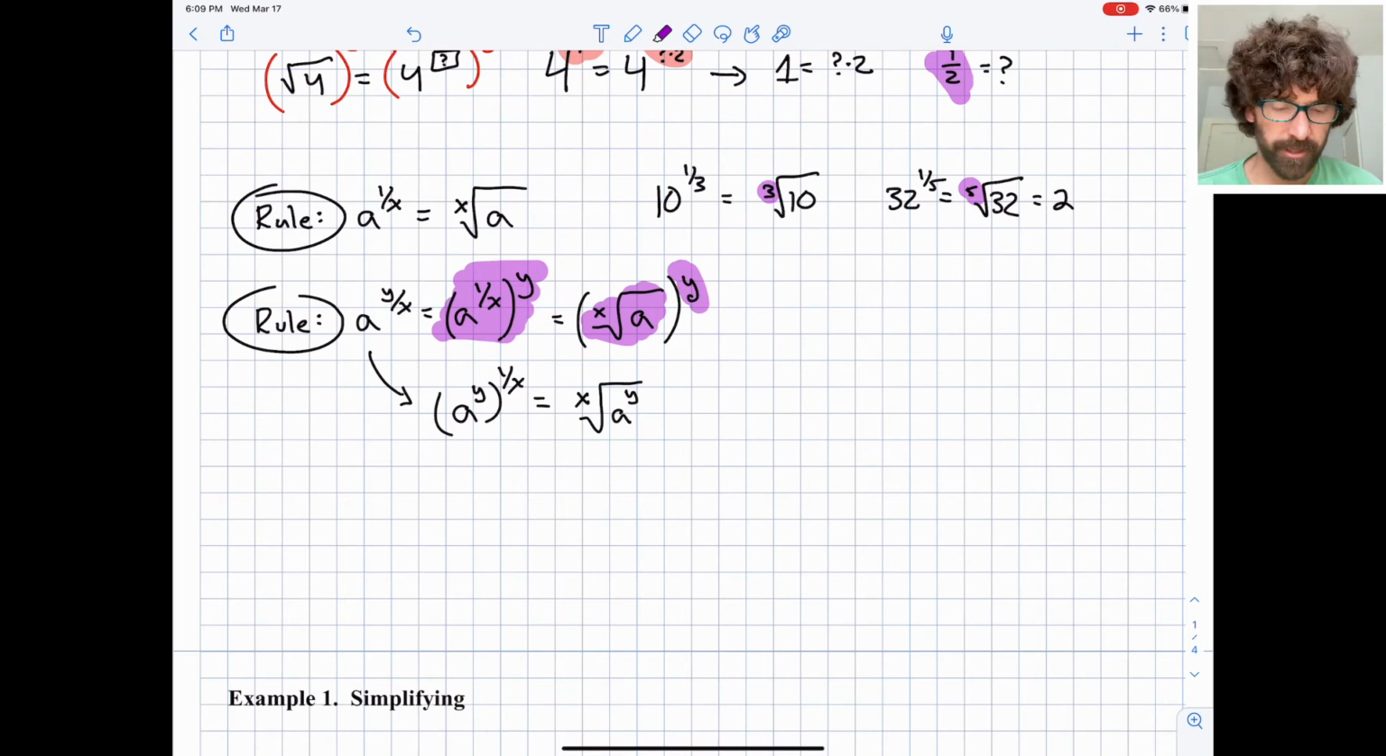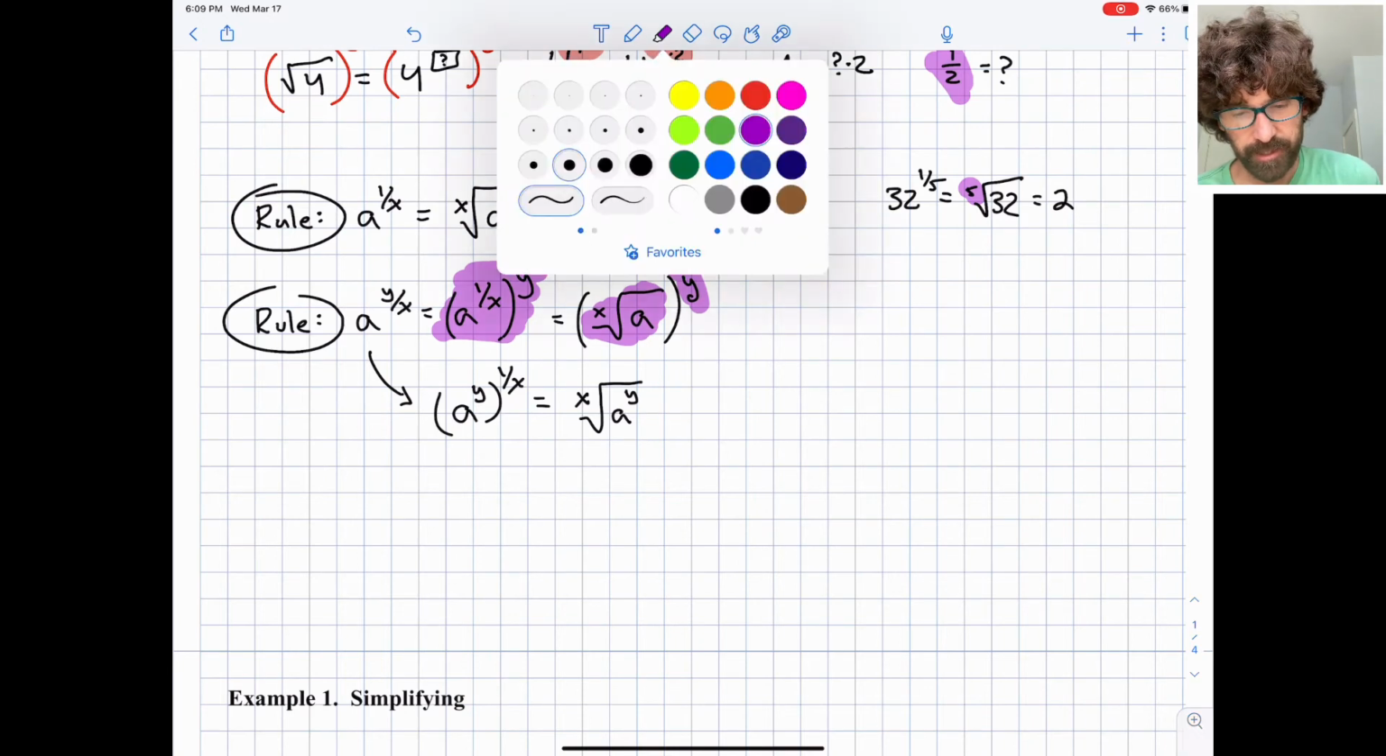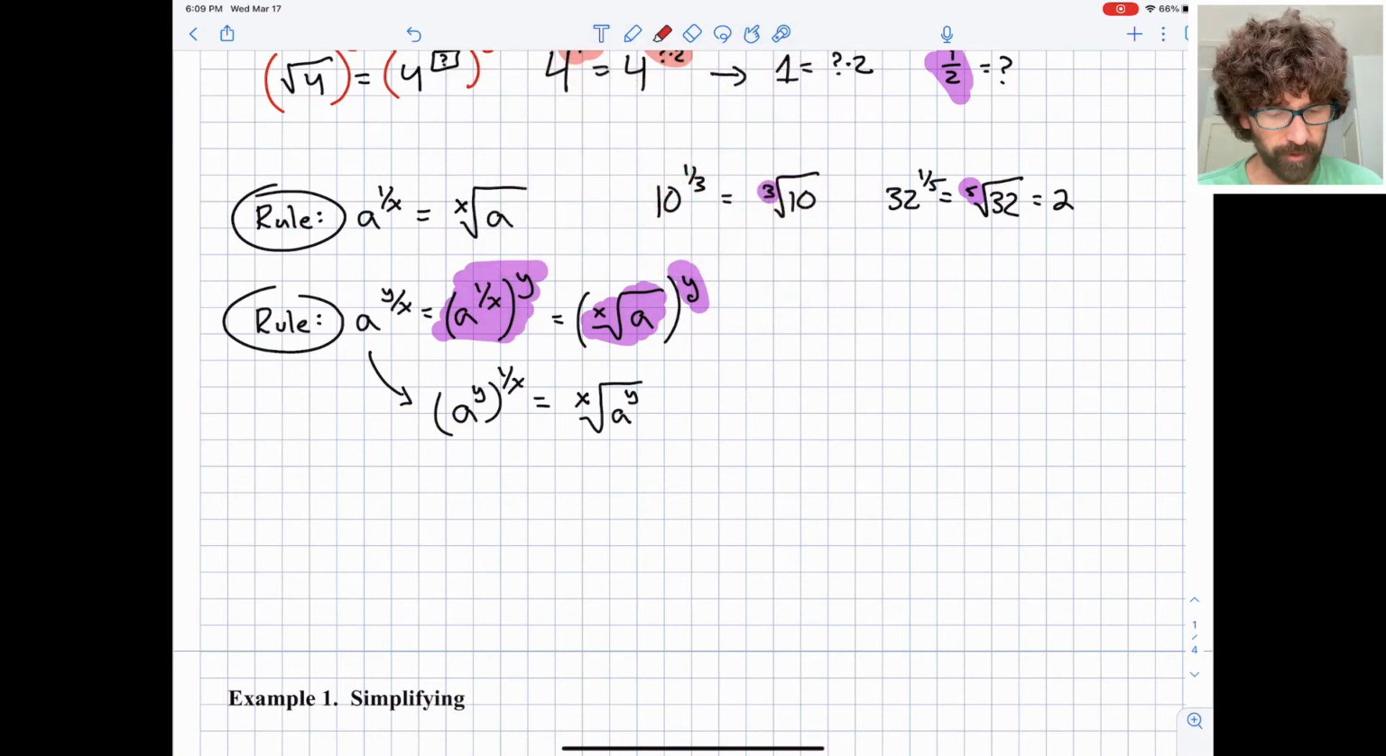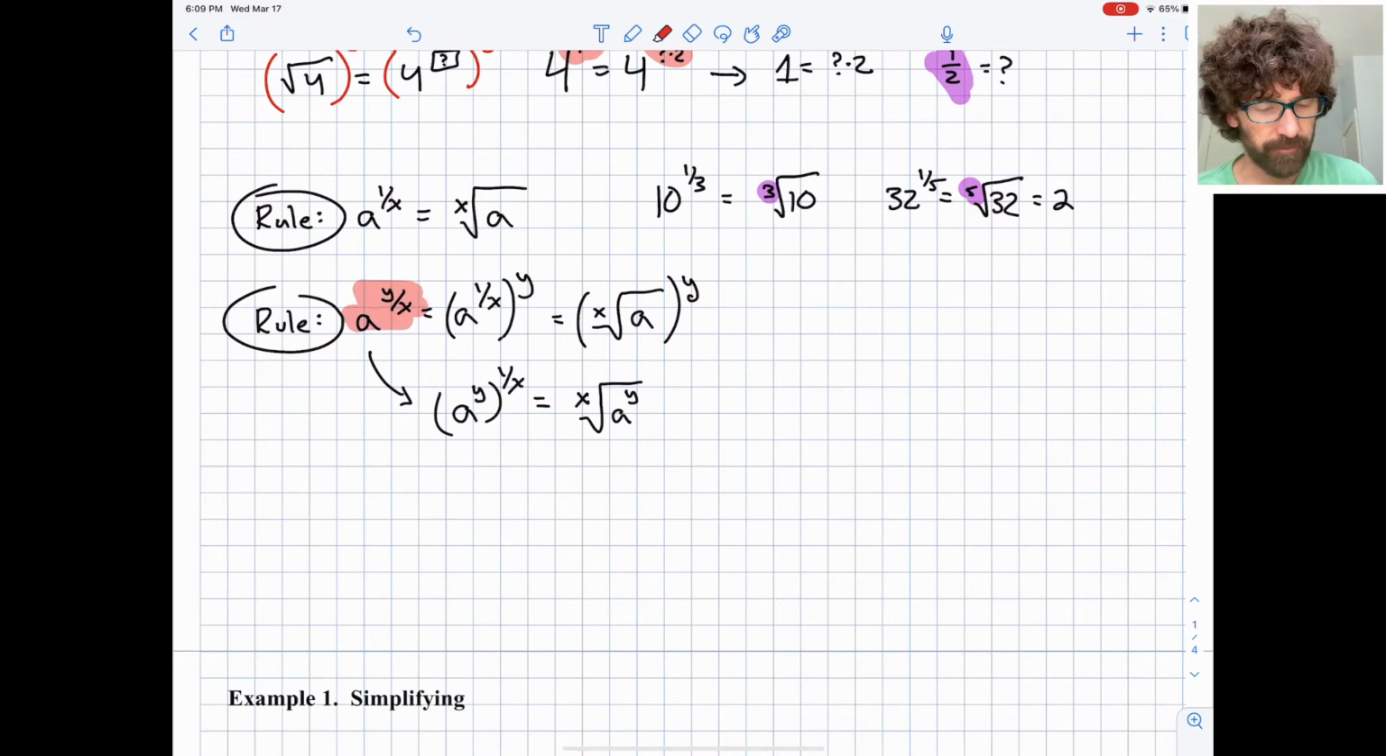Okay. Alternatively, we can say, let me use a different color here to point out where I am. Y over x is y times 1 over x, but we can multiply in the other order and say that this is all equal to a to the y, all then raised to the 1 over x. So that means we're dealing with the xth root of the entirety of a to the y. So all of those are legit ways of thinking about what a to the y over x is. So a to the y over x is either the xth root of a, all raised to the y power, or the xth root of a to the y power.